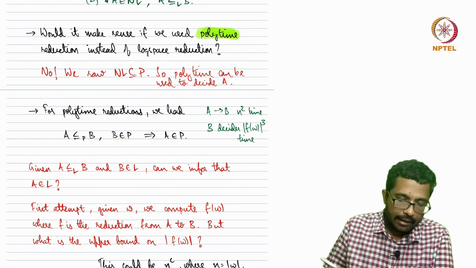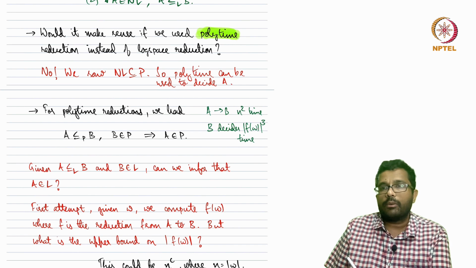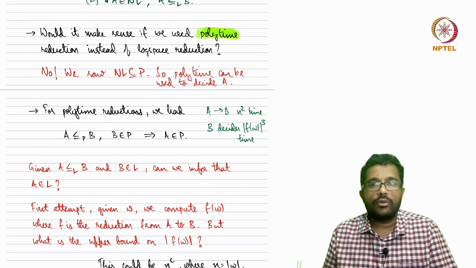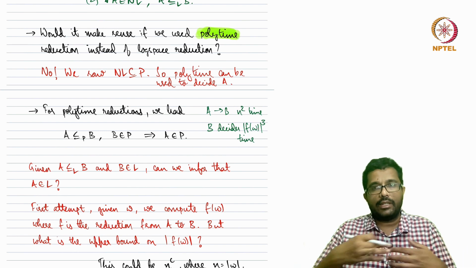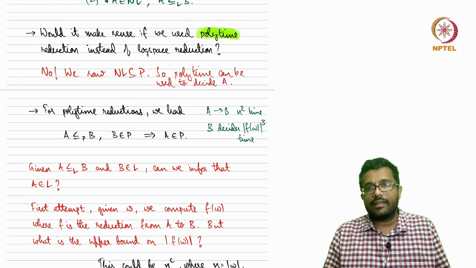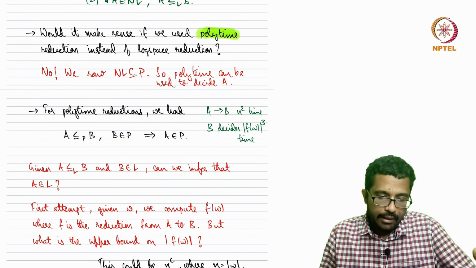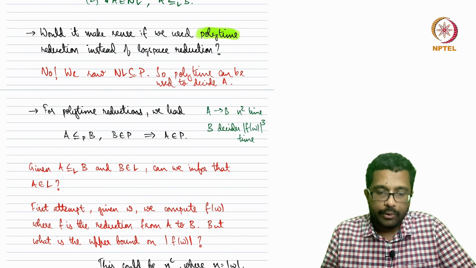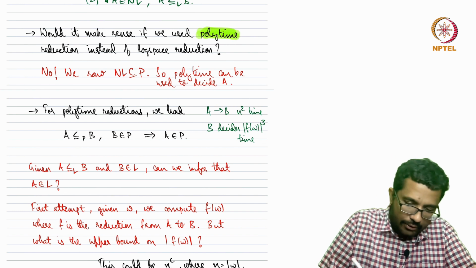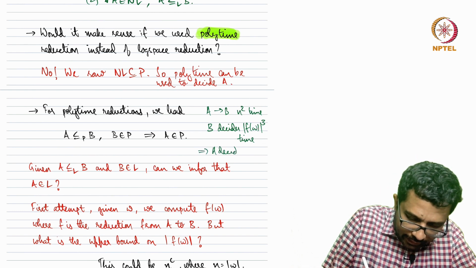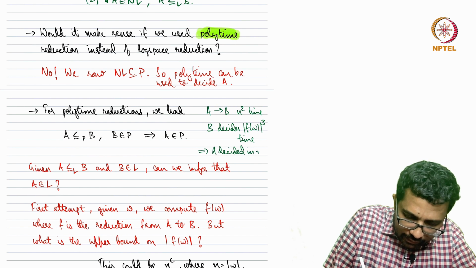So the length of f of w will be at most n squared, because in n square time we cannot write something that is longer than n square. And then the B decider runs in cubic of that. So n square cube is n power 6. So this implies that A is decided in n power 6 time, right?